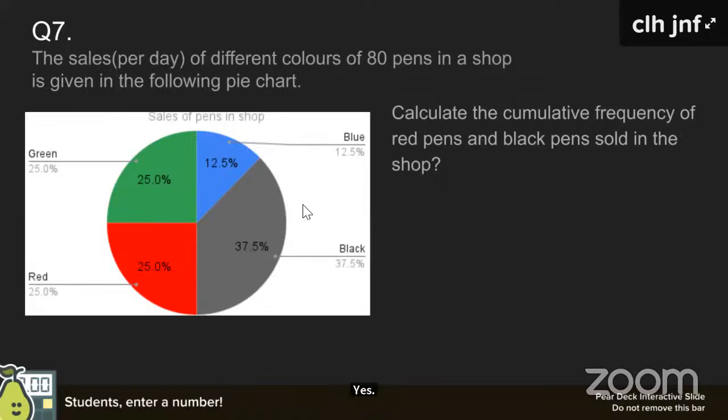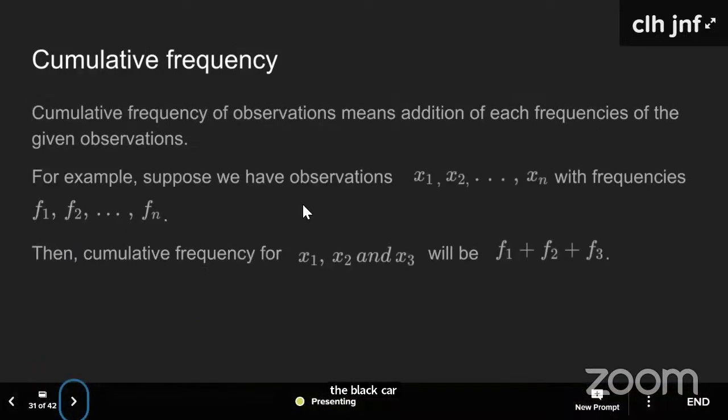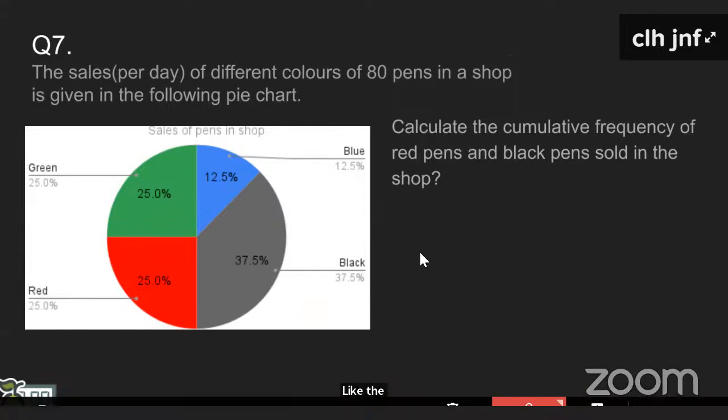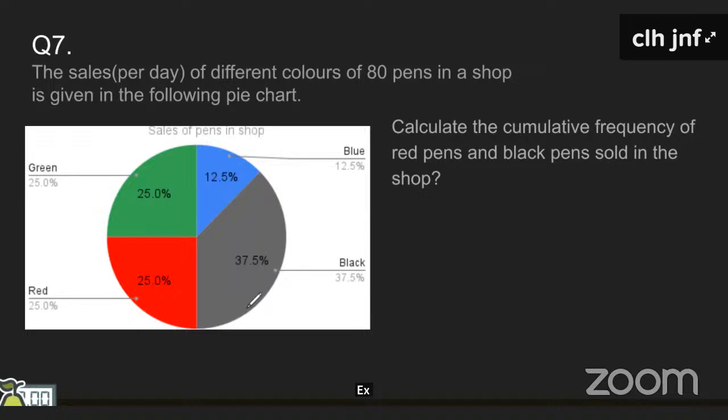And the rest, 20, of black, right? Black is 30. So you just add 10, 20, 20, 30, or 30, 10, 20, 20. Doesn't matter, ma'am, right? For every axis, here the axis is black, green, red, and blue, so for every portion, every color of pen.